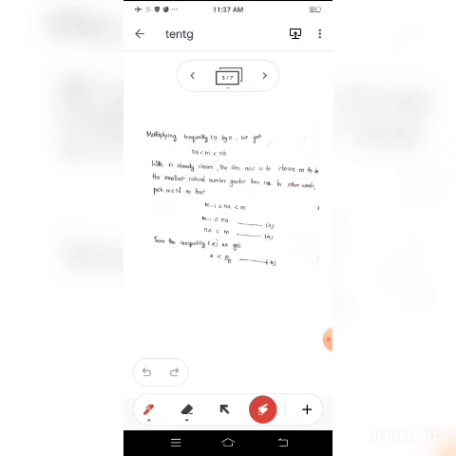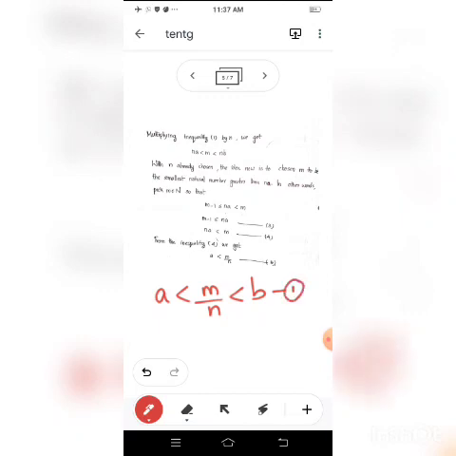We have to find a rational number between a and b in the form a less than m by n less than b. Here m and n are natural numbers, so n will not be 0. Hence we can multiply by n in this inequality. Then we get na less than m less than nb.